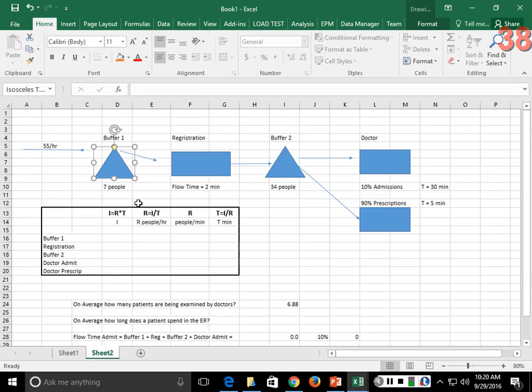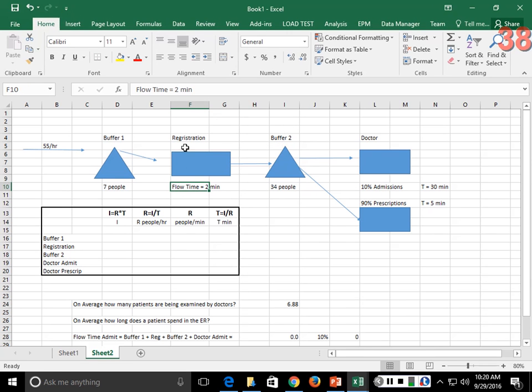So here's my buffer where we have 7 people waiting to be registered, and 34 are registered and waiting to see a doctor. So again, over here I have 34 people that are registered and waiting to see a doctor. The registration takes on average 2 minutes, so my flow time for that step is 2 minutes, okay? Among patients who receive prescriptions, average time spent with the doctor is 5 minutes. So the average time that I spend with a doctor to get a prescription is 5 minutes, okay?